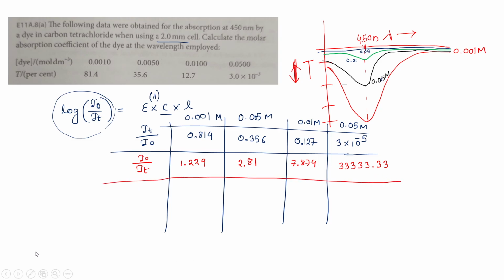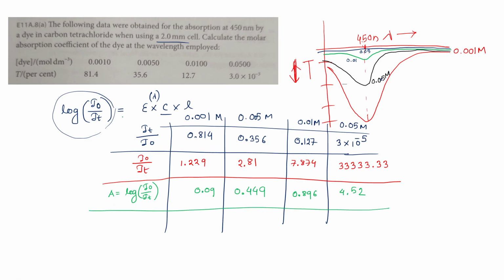Next we'll get the logarithm of this value, that is your absorbance. You will get something like 0.09 for this case. Now as your concentration is increasing, your absorbance value is also increasing at that particular wavelength, that is 450 nanometer. Then 0.896, and then 4.52 for this case. So when you take the logarithm of this value, we are going to get this.